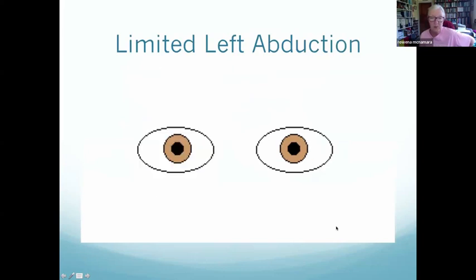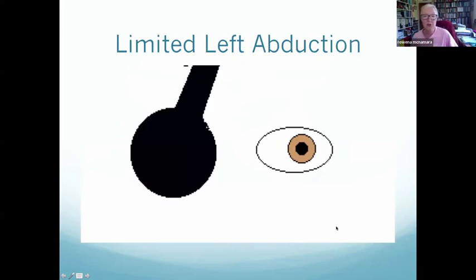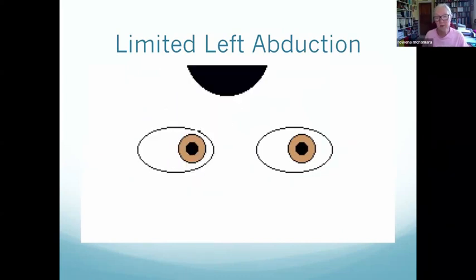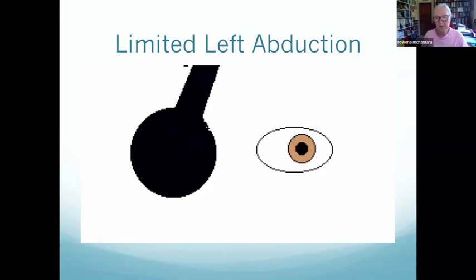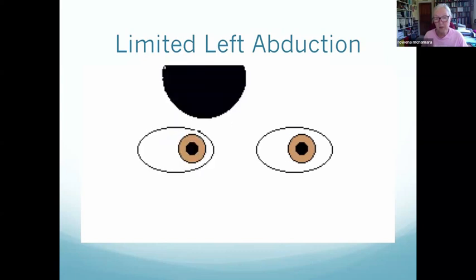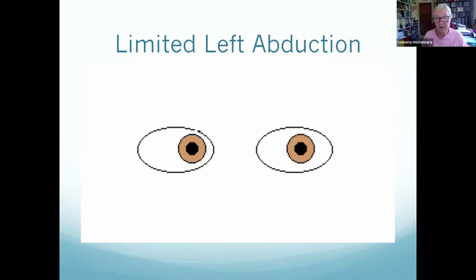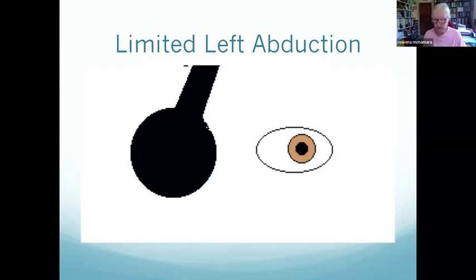So here is an example of the animation to show limited abduction. So it means that we're asking the patient to look to the left. The left eye doesn't move fully. And even when we cover the right one, the left eye is still not abducting fully. So that is called a limitation. And that's when we use the hatch diagram.